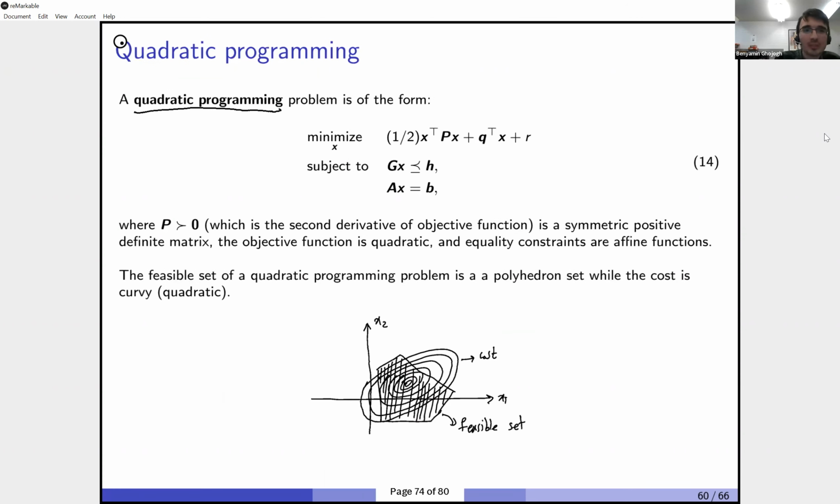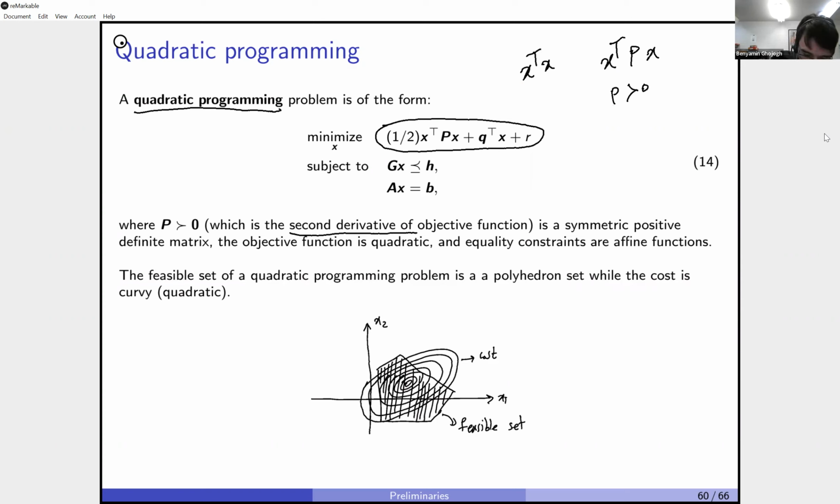Quadratic programming or quadratic optimization is another type of convex optimization problem where the objective function here is quadratic. Do you remember we introduced quadratic form several slides ago when we said that this, for example, is a quadratic form? We might have a more general case where we have a P here, where P is positive definite. It means that its second derivative is greater than 0. Okay, and why do we say that? Because when we want to minimize it, we are talking about minimization, right?